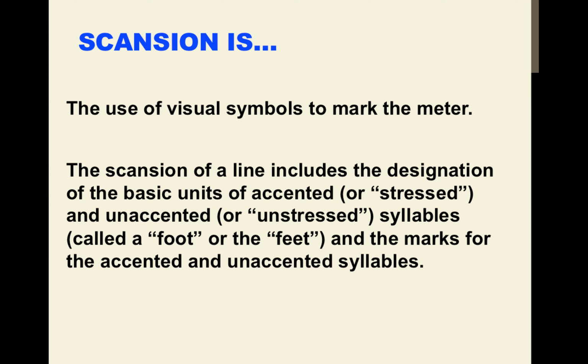All right? To figure this out and to mark it up, we use something called scansion. And scansion is the use of visual symbols to mark the meter. The scansion of a line includes the symbols that you use to designate the basic units of the syllables, which we call the feet, and then the marks that we use for the accented and the unaccented syllables. And this will make more sense when you see it.